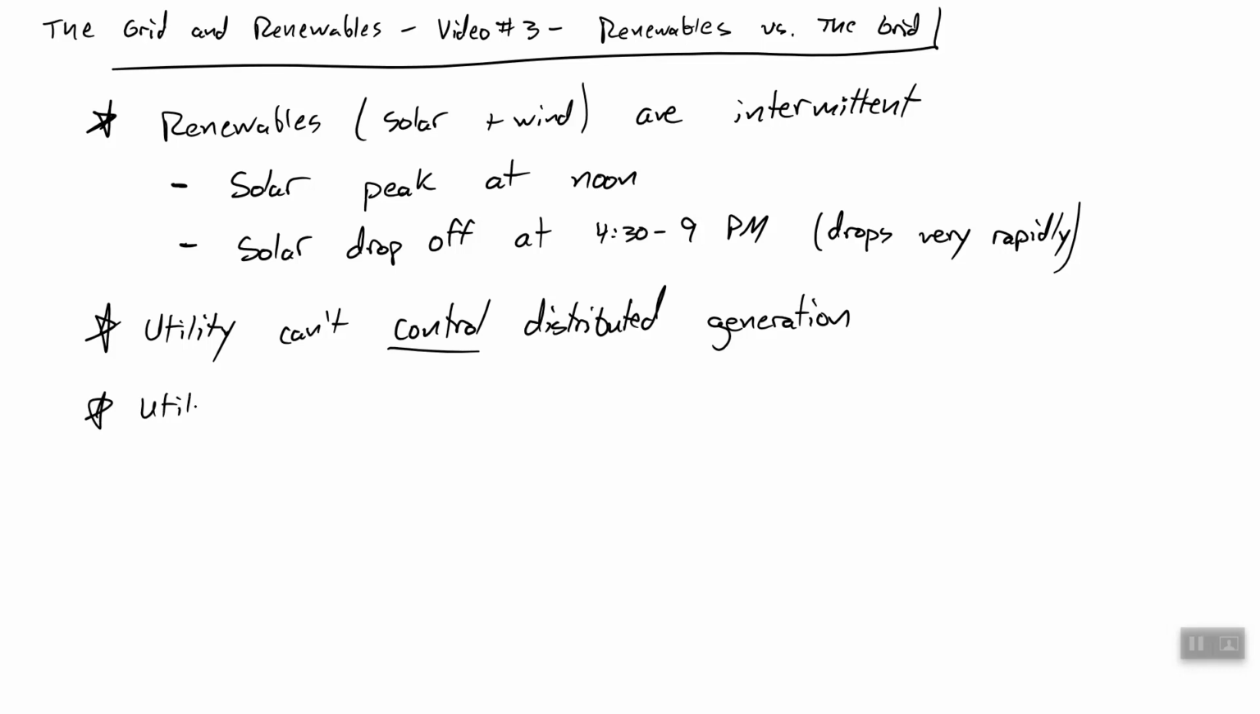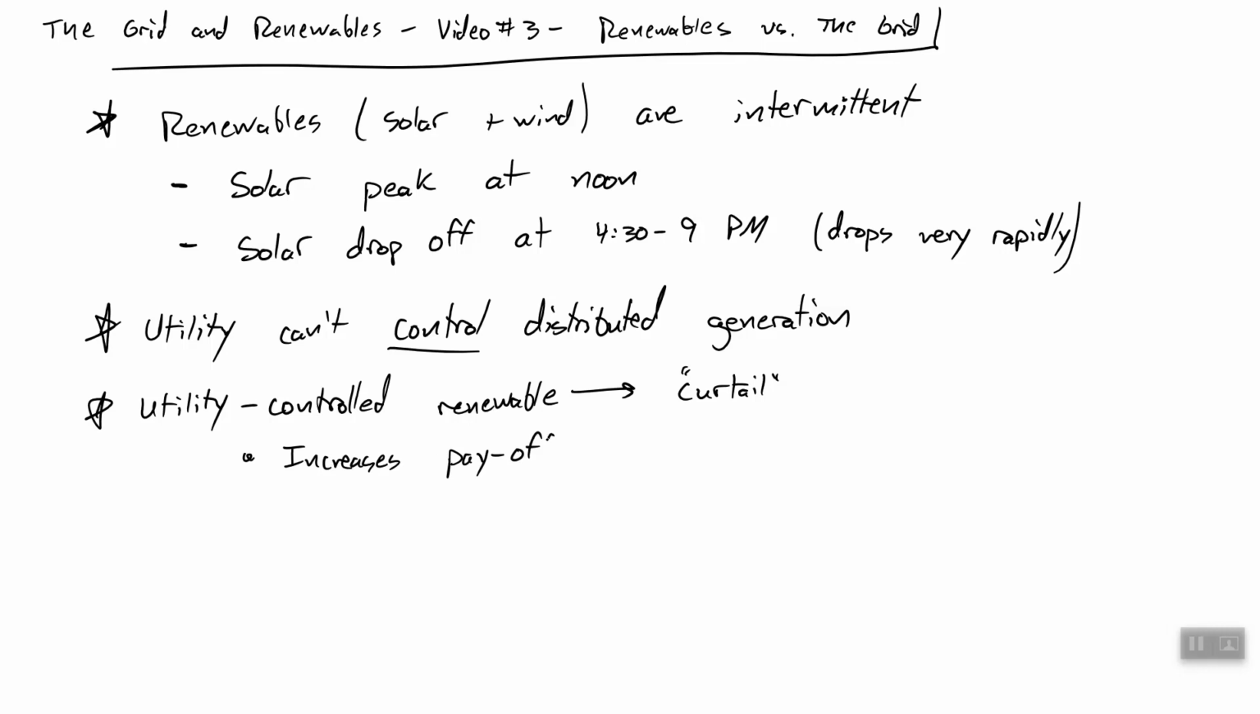A utility controlled renewable, so a large field of solar panels or a wind farm, when the output of the renewables exceeds the power that they need, then they are going to curtail that power, or essentially just not use it. It is wasted. And what this does is it increases the payoff time, because that energy you could have had and used and sold is not used but wasted. And yeah, we'll talk more about how that works here in a second.